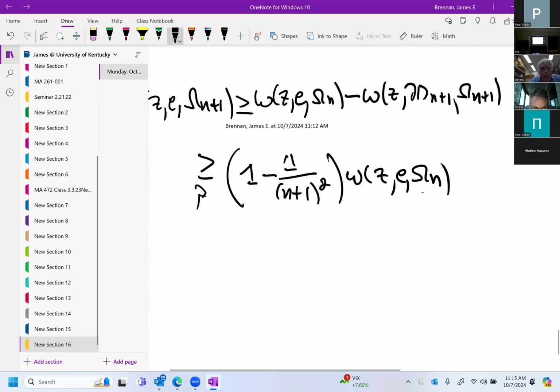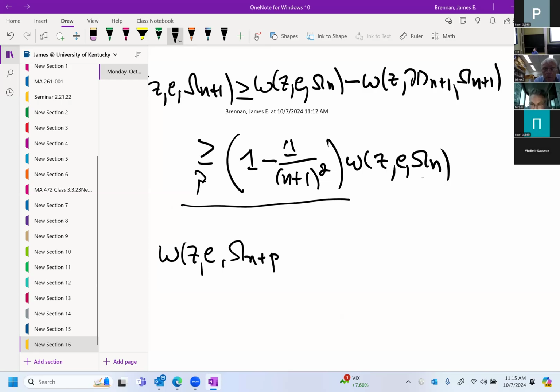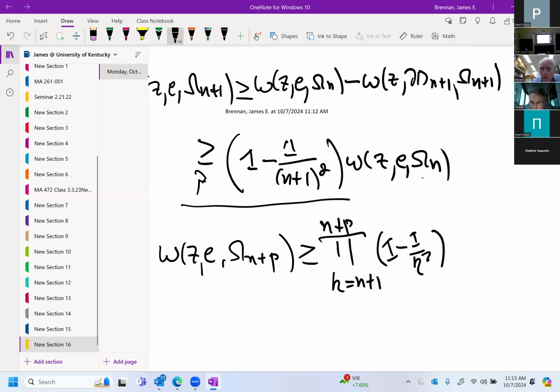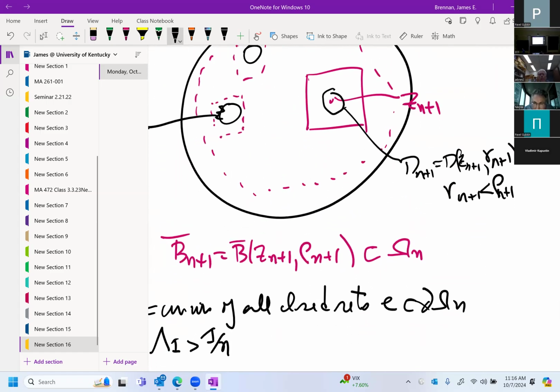And what happens here is, you keep this up, and what you get is omega z e. And now if you keep doing this, what you get is this is bigger than or equal to the product from k equals n plus 1 to n plus p of 1 minus 1 over k squared, omega z e omega n. So in other words, I'm not disturbing the harmonic measure relative to these new sets that I'm putting in. I put this little d in, it doesn't disturb harmonic measure on the outer boundary for any set of Hausdorff measure bigger than or equal to 1 over n.